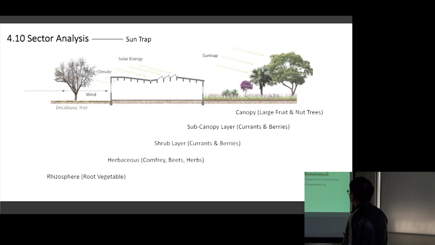So this is like a sun trap, like nature. Everyone needs the sun, including people and nature, so we organize the trees and people like nature. So everyone can get sun.